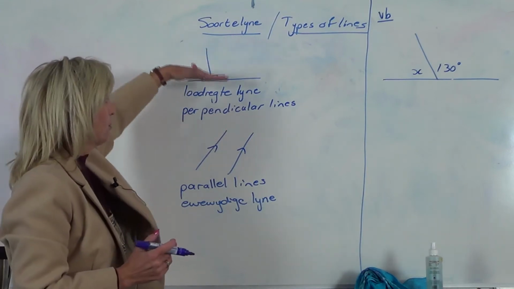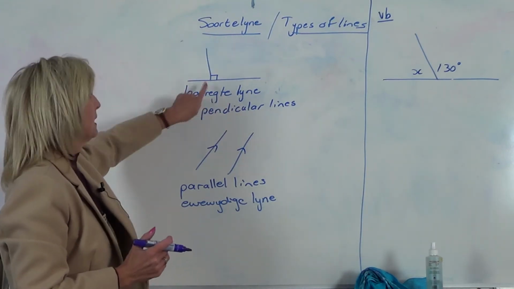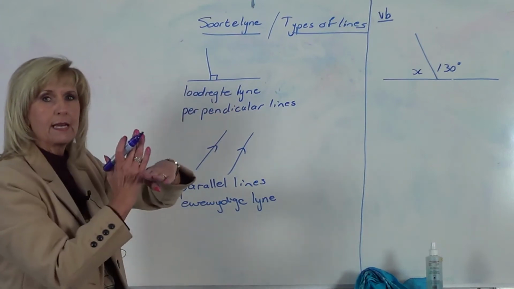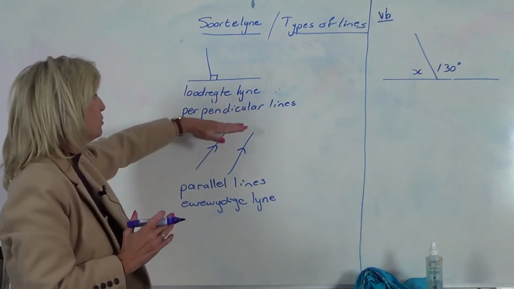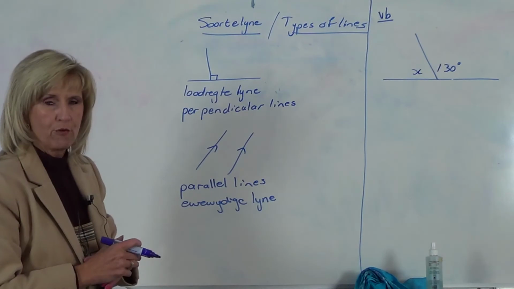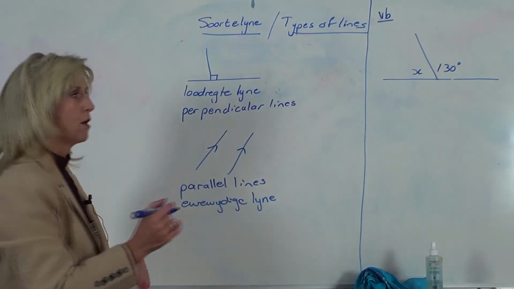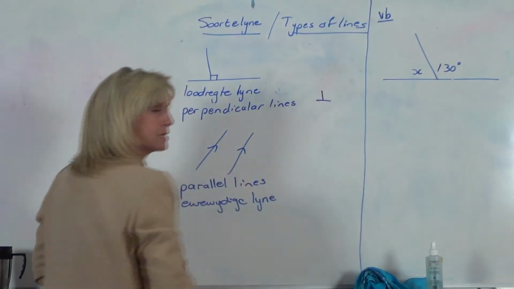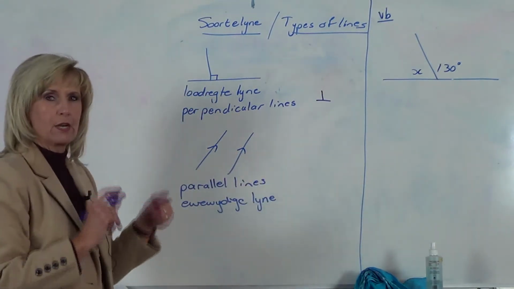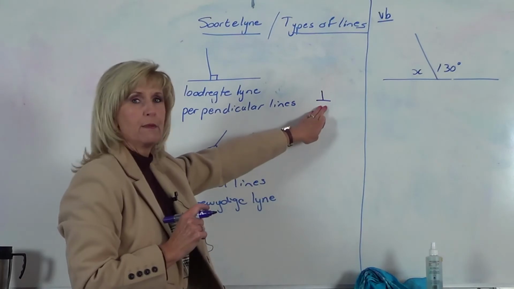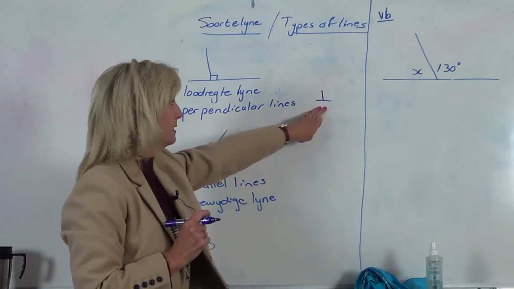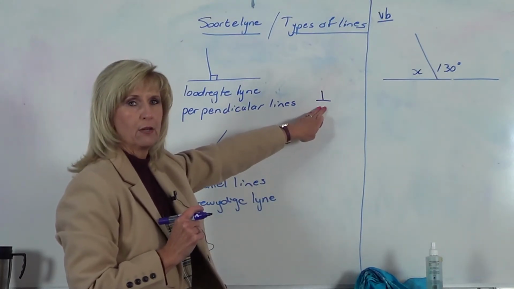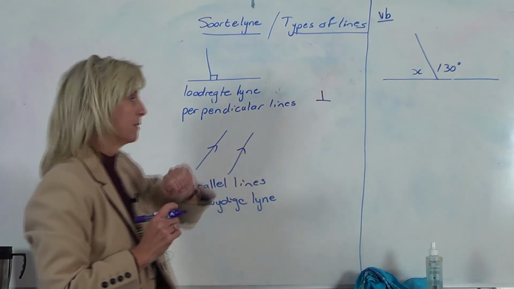If the lines are perpendicular to each other, it means that they intersect at a 90-degree angle, so you need to know that. Maar as allerlei afkortings daarvoor, en hier's 'n wonderlike afkorting, if you need to say that lines are perpendicular, you just need to do that. Two little lines that go like that. That is the abbreviation for perpendicular. Dis die afkorting om te sê twee lyne is loodreg op mekaar.